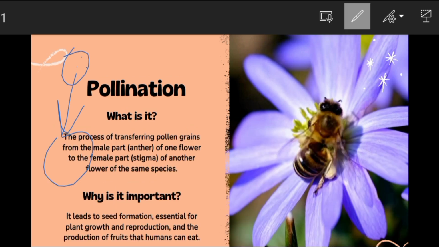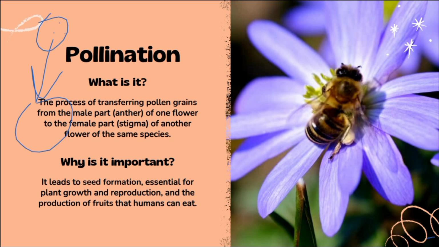Here is one more thing: this process can be within one plant, or it can be from another plant too. This is the whole type of pollination. It is covered in the types of pollination, so we will not go into that situation. So why is pollination important? Pollination leads towards seed formation, which is very important for plant growth and reproduction and the production of fruits that we eat.